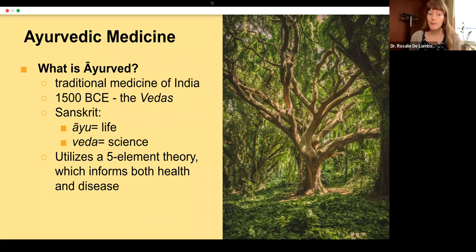It utilizes a 5-element theory, which maybe you've heard of in traditional Chinese medicine, but this is similar, though the elements are a little bit different. These 5 elements come back time and time again and help inform both health and disease. It also informs everything beyond just the human self, what's going on outside, from the seasons to diet. We'll dive into all of that.